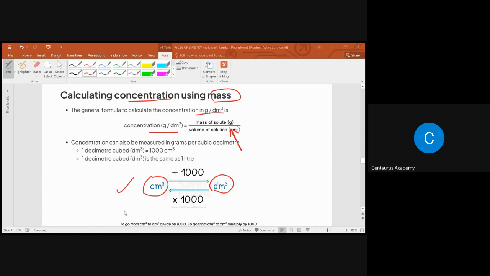Is this point clear so far? Yes, miss. Okay. Let's move on to the next one.